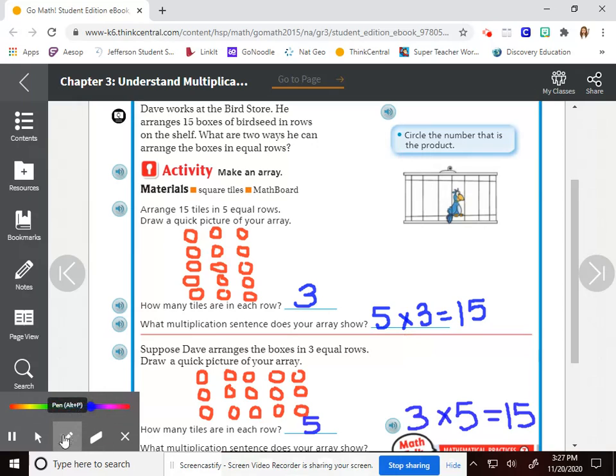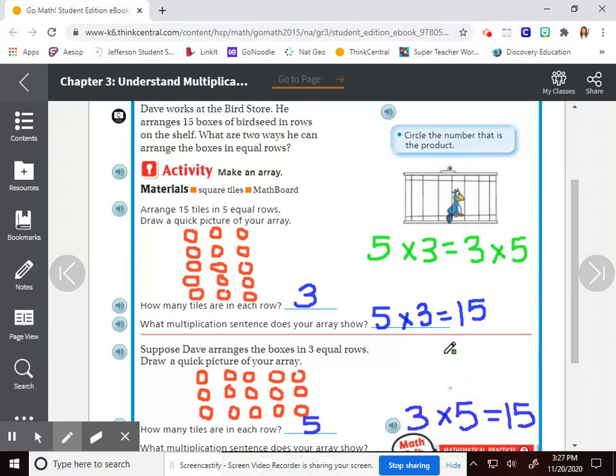This shows the commutative property of multiplication because we've only rearranged the order of the 2 factors and we've gotten the same product out of both. 5 times 3 equals 15, 3 times 5 equals 15. We may also see this written 5 times 3 equals 3 times 5. Any way that you write it, it's showing that the factors are just flip-flopped, but we get the same product.